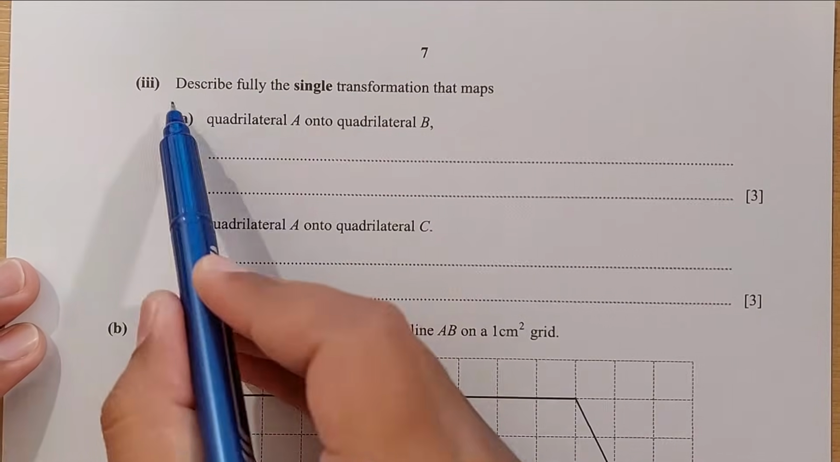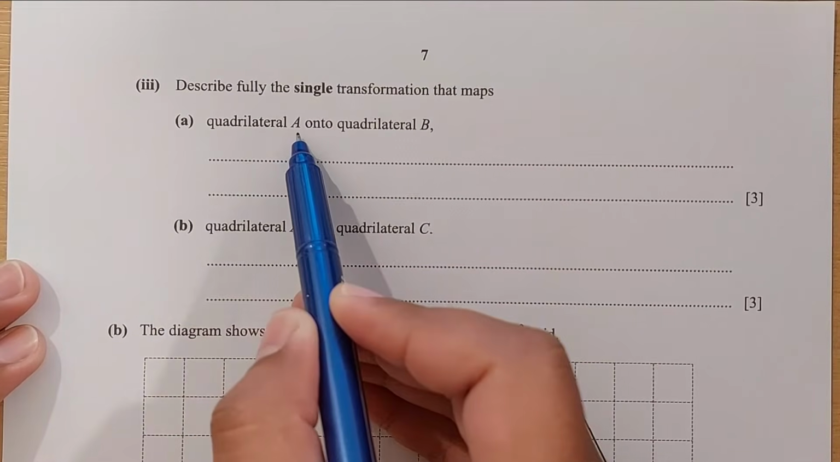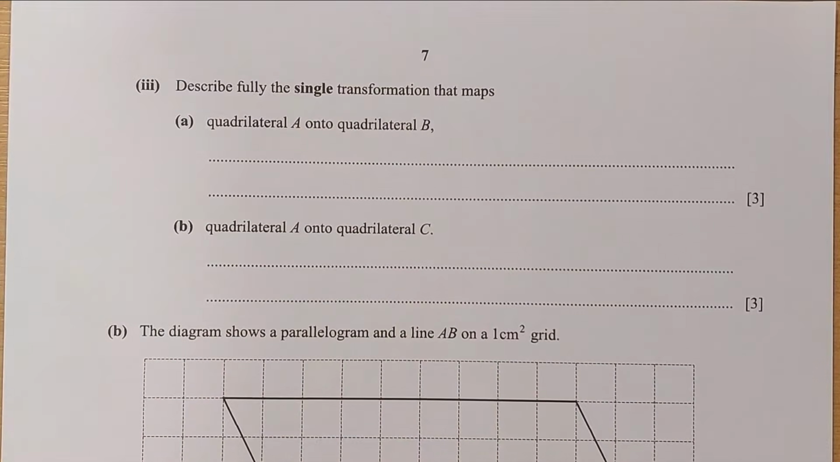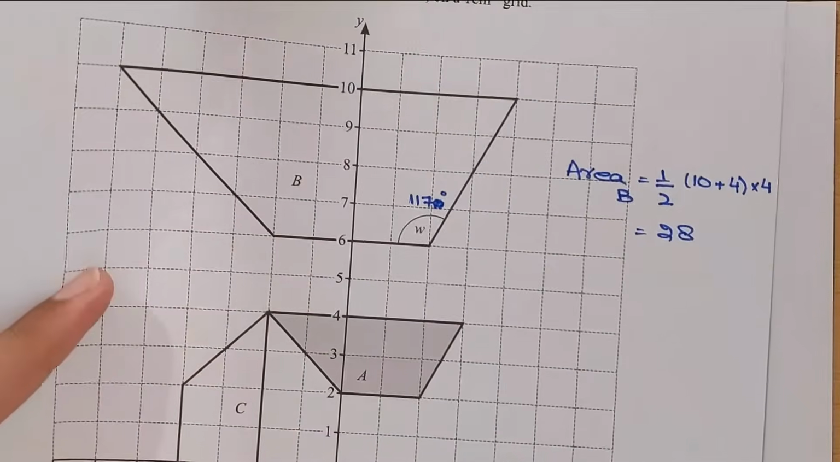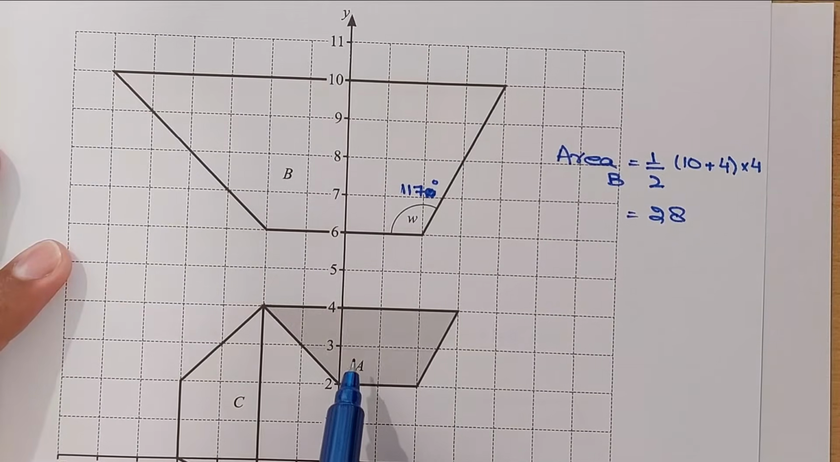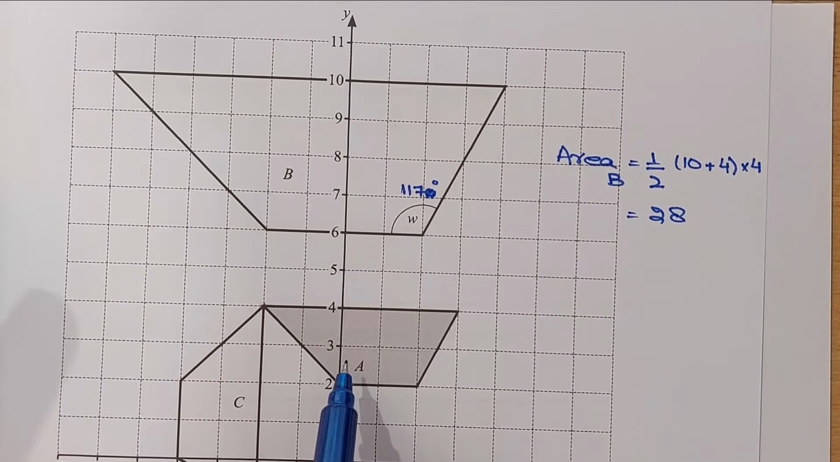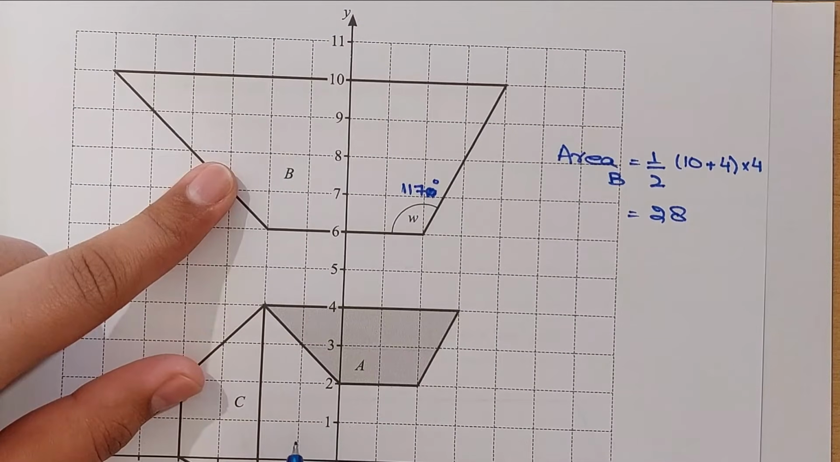Now for part 3, describe fully the single transformation that maps quadrilateral A onto quadrilateral B. Okay, A onto B. So we have A and B. So which transformation? The shape is the same, but this is an enlargement. So we can say the transformation is enlargement. We need to find the scale factor and the center of enlargement.